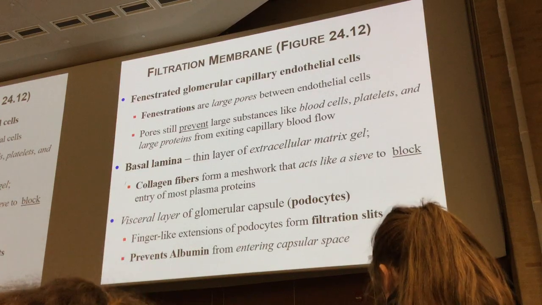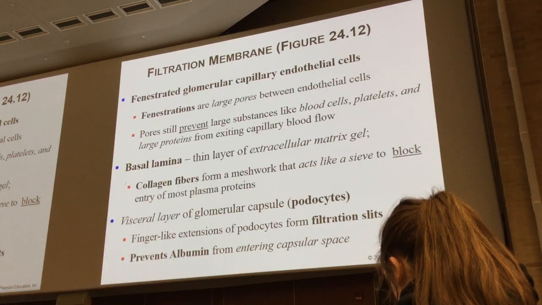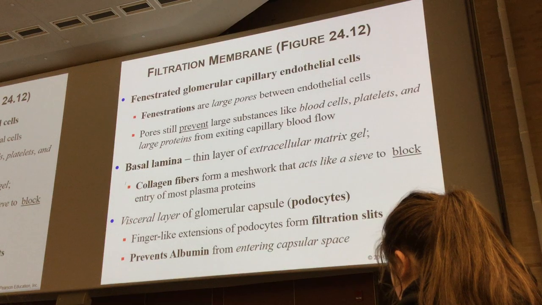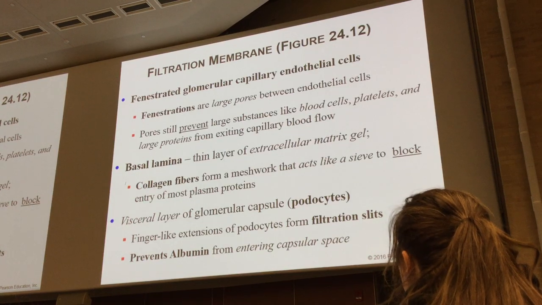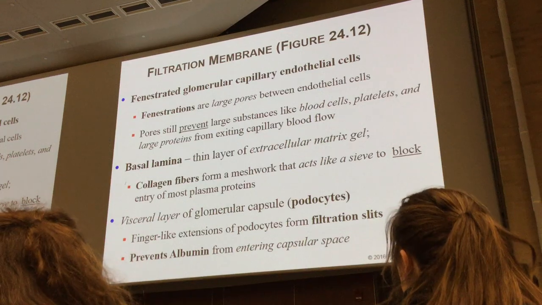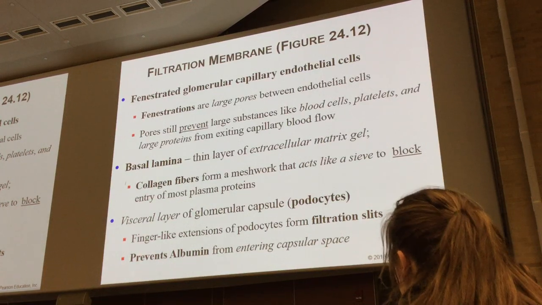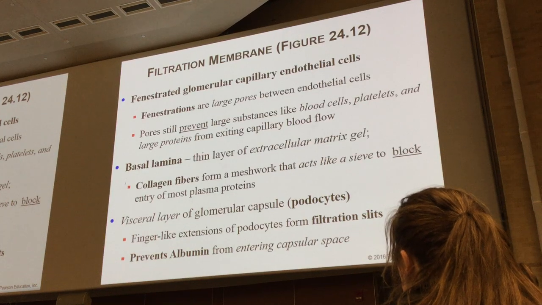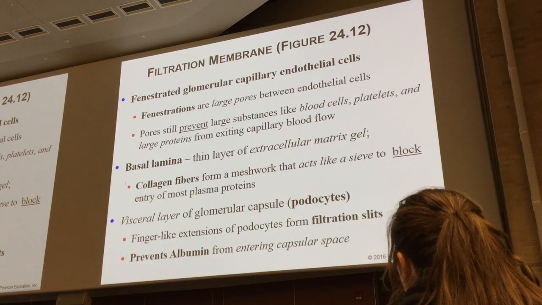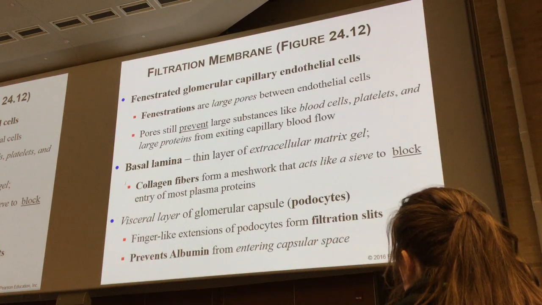So to get through filtration, we have to pass through what's called the filtration membrane, and it is three structures. First, the fenestrated glomerular capillary endothelial cells. What kind of tissue is that? Simple squamous. It's a capillary, one layer thick. It's not here in the notes, but you're supposed to know what endothelial means. Simple squamous epithelial. It has large pores called fenestrations, but they're not large enough to let cells, cell fragments, platelets, and large proteins through. They do not get filtered. They stay right where they're supposed to.